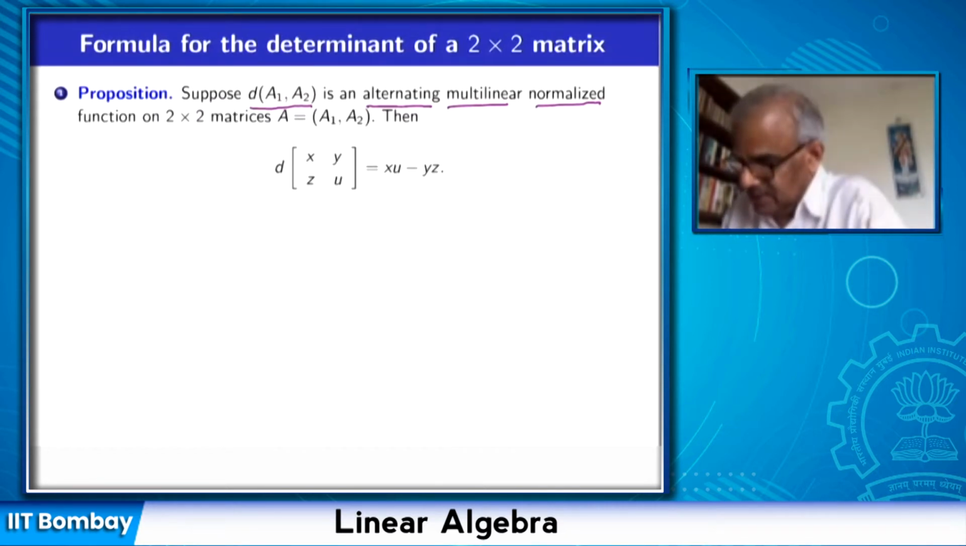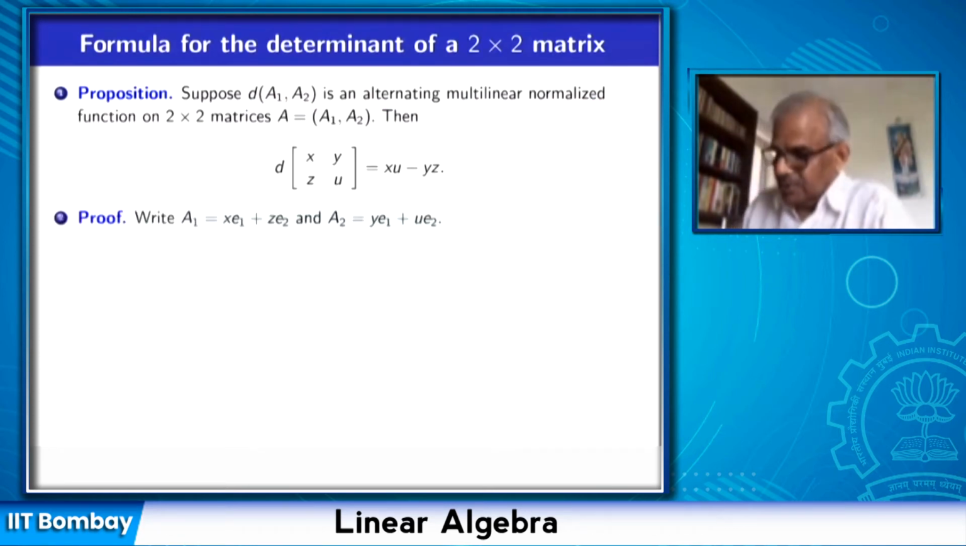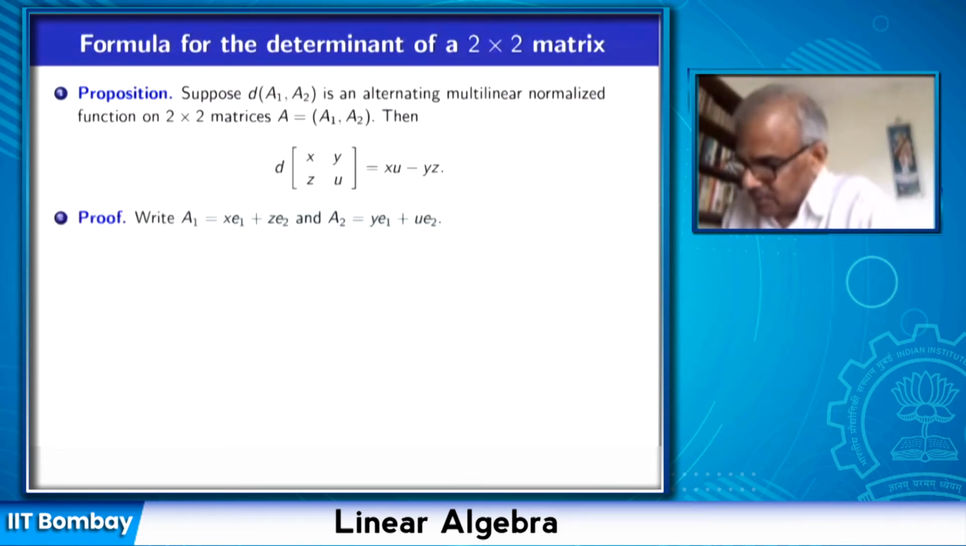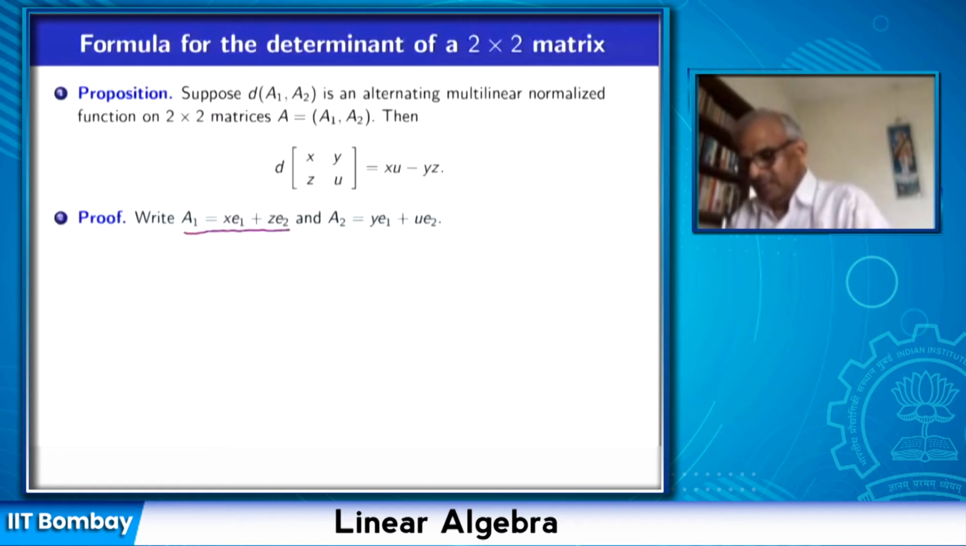Now let us see how it is derived using these three properties. What we do is look at the first column vector (x, z). So A1 can be written as x e1 plus z e2. E1 and E2 are the standard basis vectors with two entries, and A2 has the entries y and u. So A2 can be written as y e1 plus u e2.